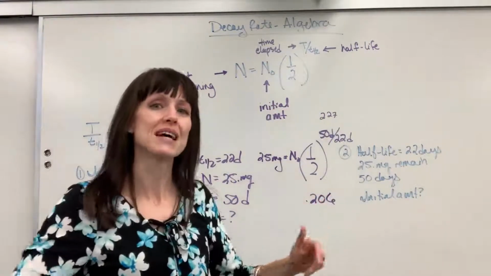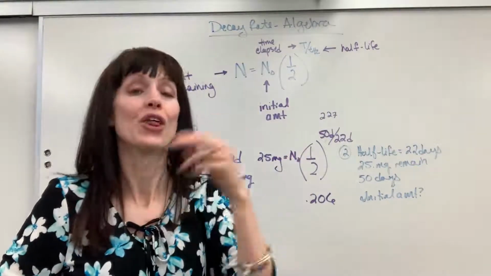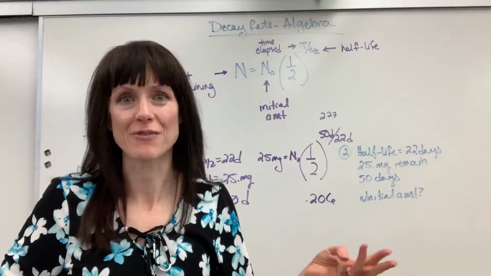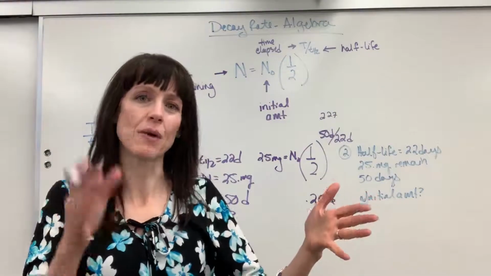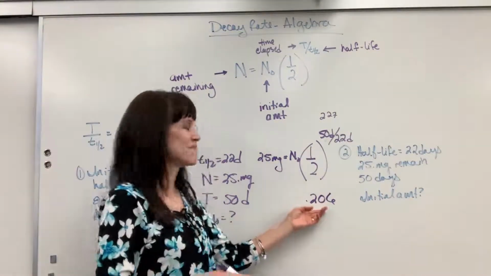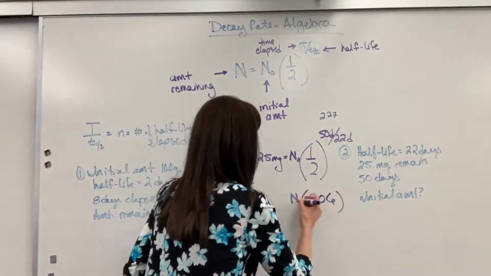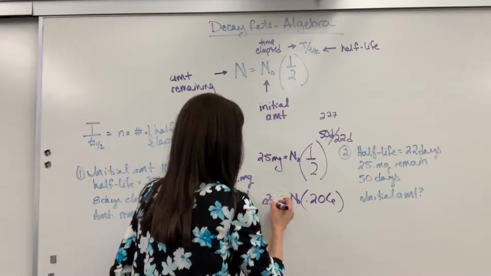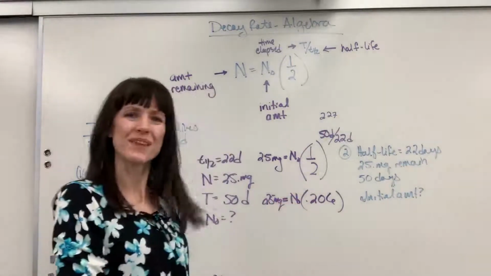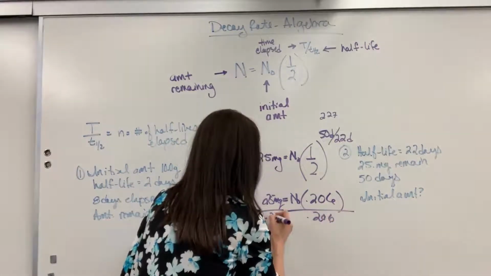And that would make sense because remember, a second half-life is 25% remaining, third half-life 12.5%. So we're going to be somewhere between that 0.25 and the 0.125. Yep, we are, for the 20%. Okay, this is going to be times the initial amount equals the 25 milligrams. So let's go ahead and divide both sides by 0.206.